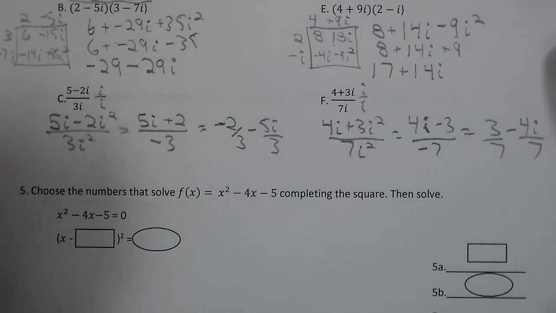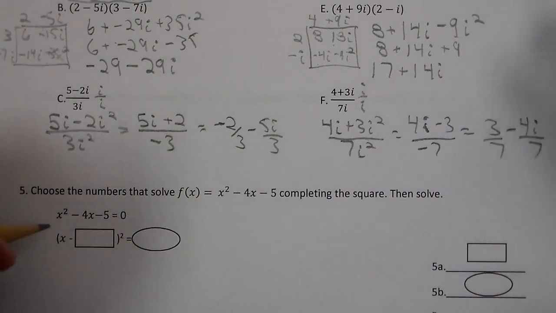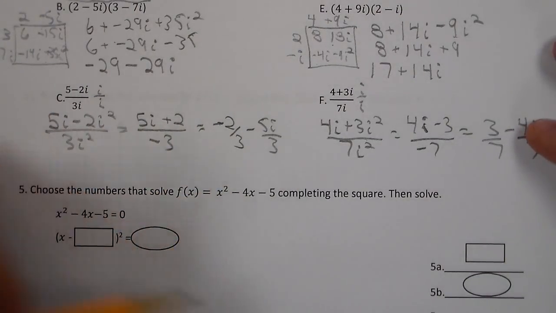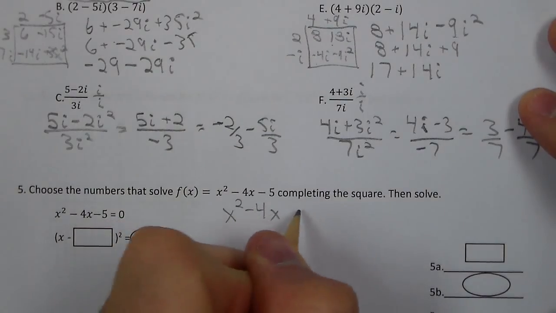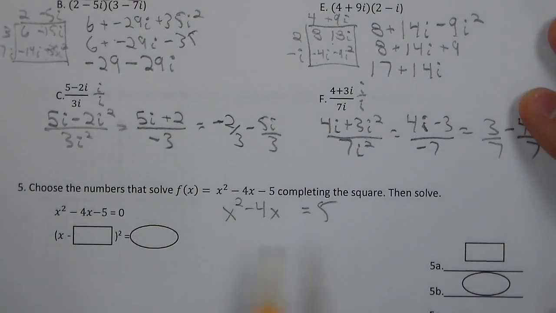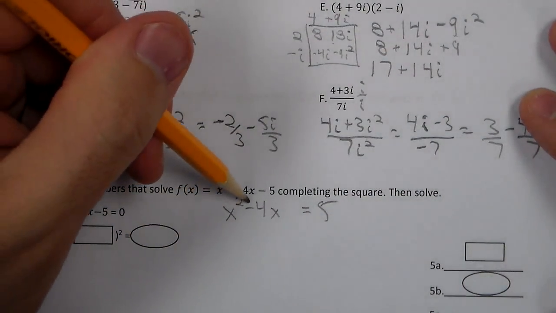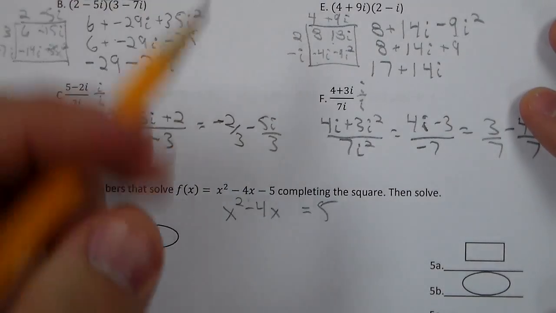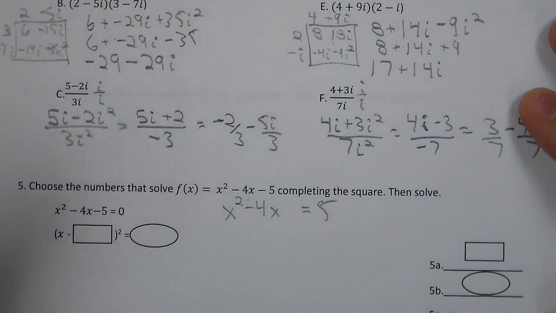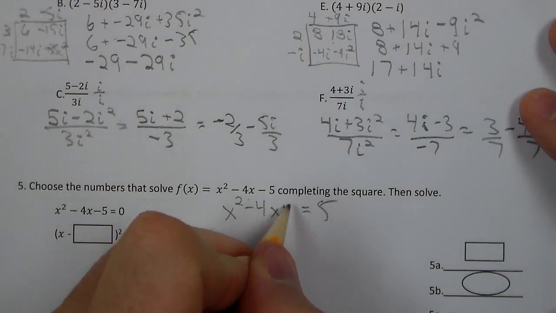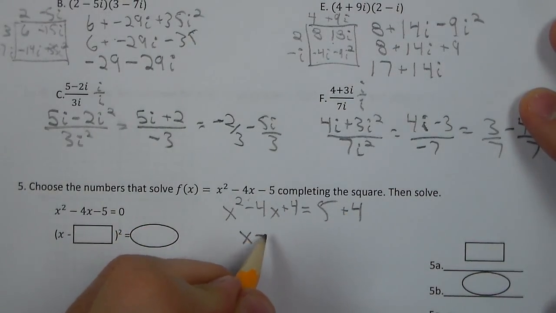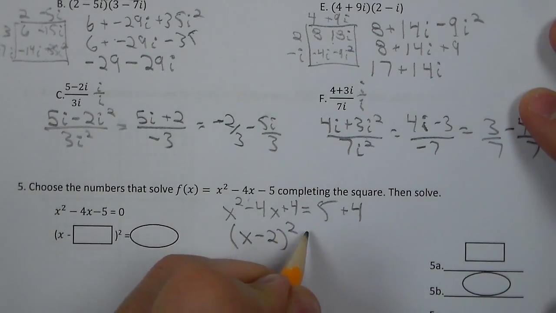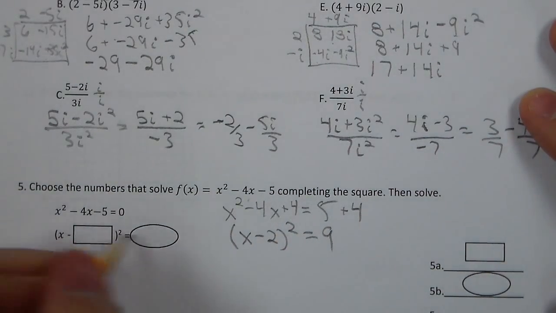Now for number 5, we're going to be doing completing the square. So it's asking what do we fill in the blanks. I'm going to work this one off to the side and see what I get, and I'll fill in my answer. So x squared minus 4x, I'm going to add the 5 over to the other side. Then I'm going to take half of negative 4 squared. So half of negative 4 is negative 2. Square that is positive 4. I add that to both sides, which then allows this left side to factor, and the right side is 9, which is kind of what they're asking for.